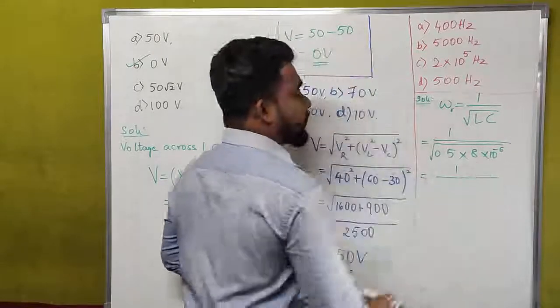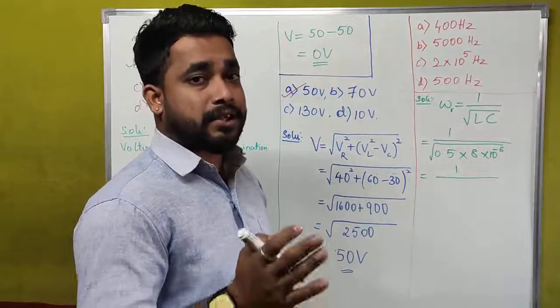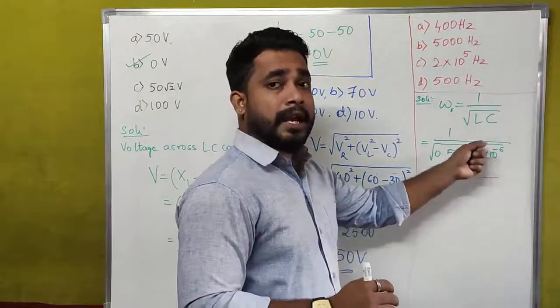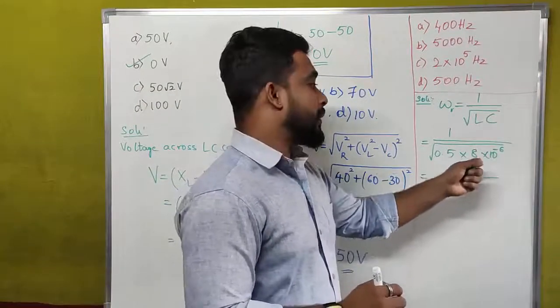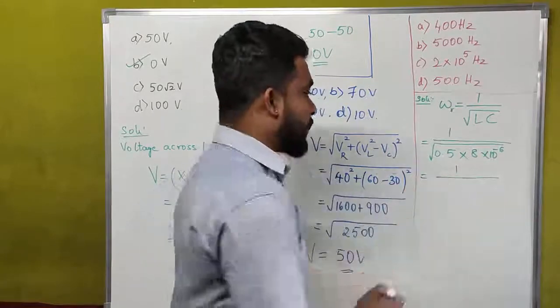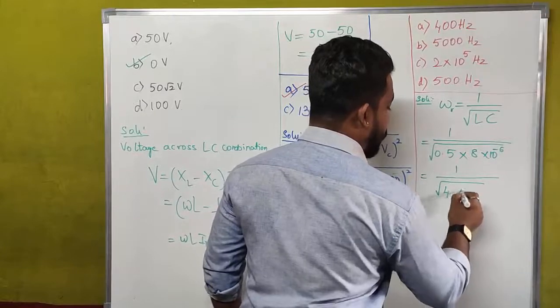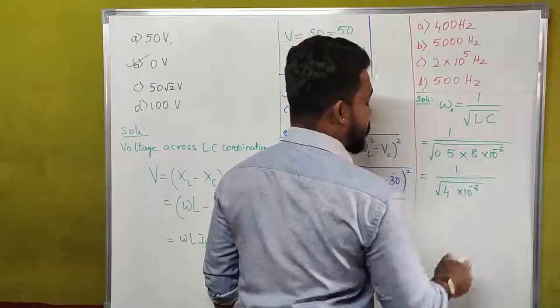0.5 into 8, that is nothing but 4. 0.5 means half, 1 divided by 2. 1 divided by 2 into 8 means 8 divided by 2, which is 4. Then the value of 0.5 into 8 is equal to 4. Square root of 4 into 10 to the power of minus 6.